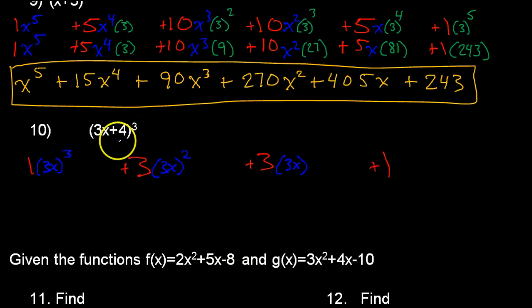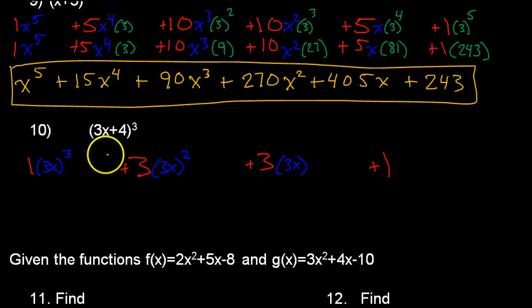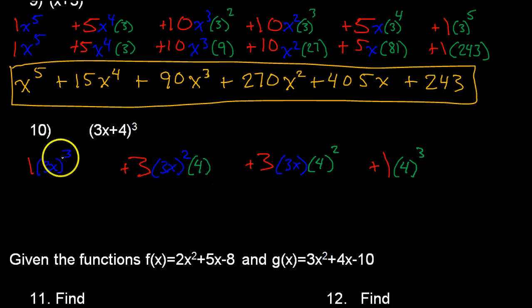Now I'm going to switch over and look at the 4. Alright, 4 is on the right, so I'm going to start off putting a 4 on the right. 4 to the 3rd power, that's the degree. And then decreasing as we go to the left, so we'll have 4 squared, and then just a plain old 4, and the last term doesn't get any 4's, because it's 4 to the 0 power.